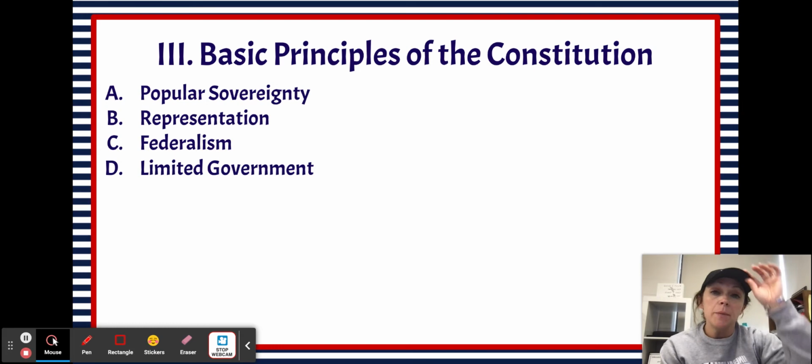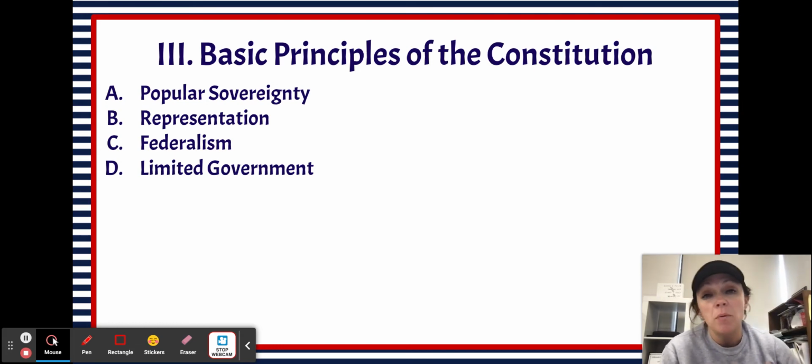Next, we have the concept of limited government. And this is probably the easiest definition you'll ever have in your entire life. Limited government is government that is limited in power. That's it. Government is limited and not absolute.